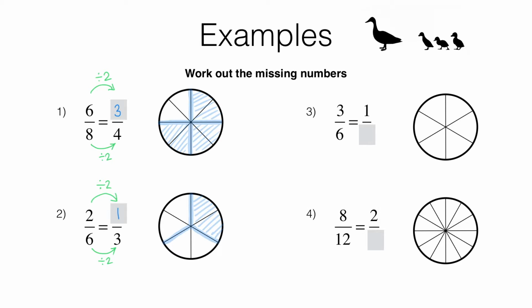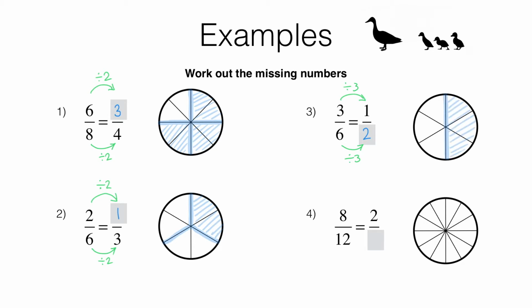In the third example, we've got 3/6 and we want to write that as 1 over something. Now we've got both numerators here, we've got to look at what's going on. To go from 3 to 1, we need to divide by 3, because 3 divided by 3 equals 1. That means we've got to divide the denominator by 3 as well. 6 divided by 3, that gives us 2. So 3/6 is 1/2. And we can see that on the diagram.